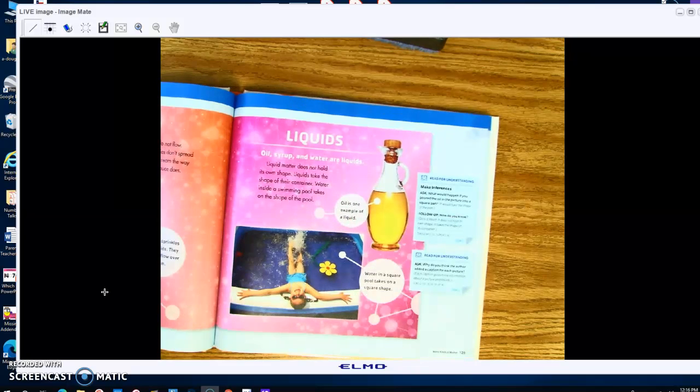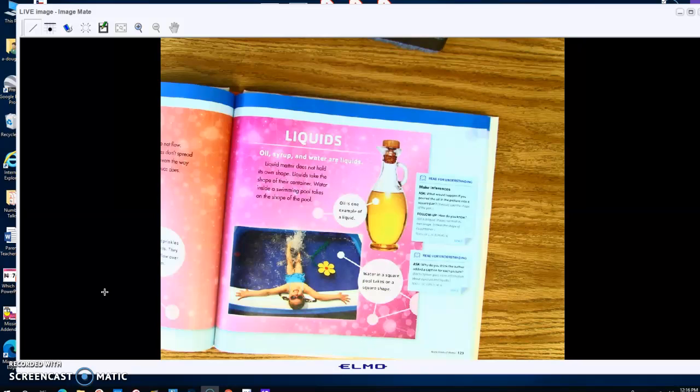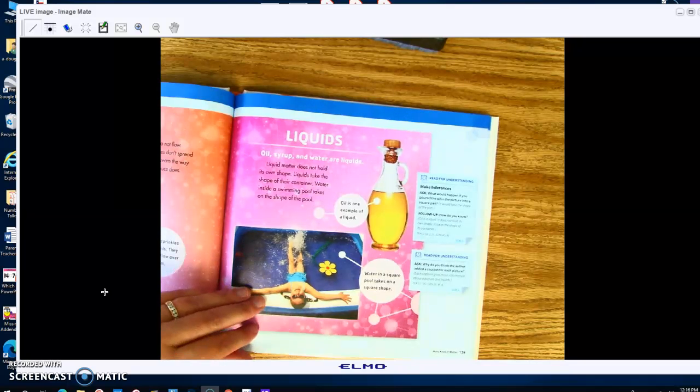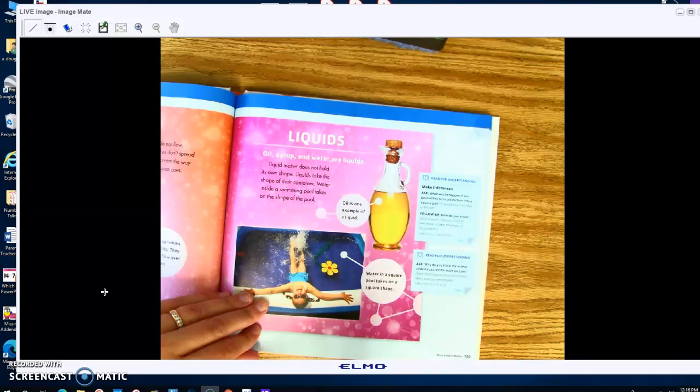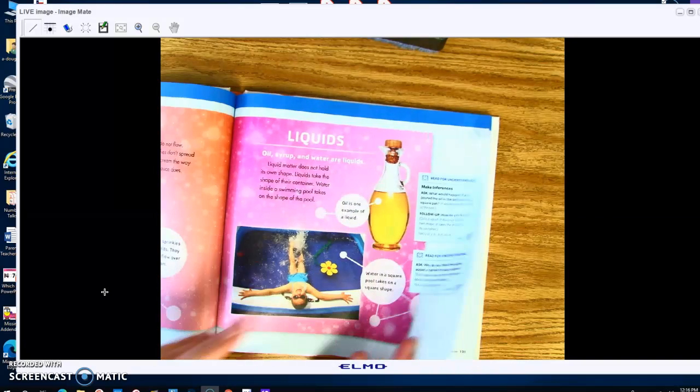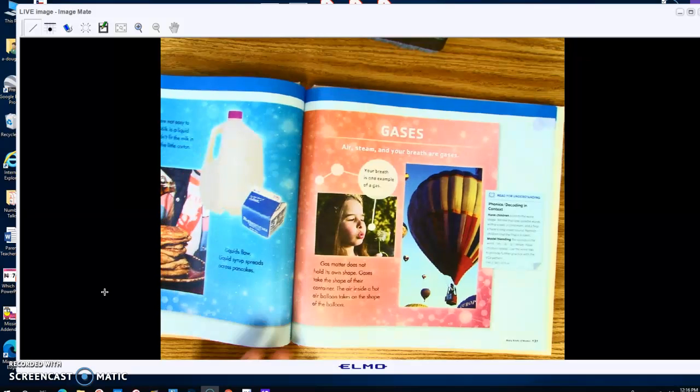Let's do an inference. What would happen if you poured the oil in the picture into a square pan? Would it still be this shape? What shape would it be, Blaze? If you poured it into a square pan? It would be a square. We learned that from the clues they said. We can use our schema and what we read to let us know that would be a square. Let's turn the page. Pancakes.